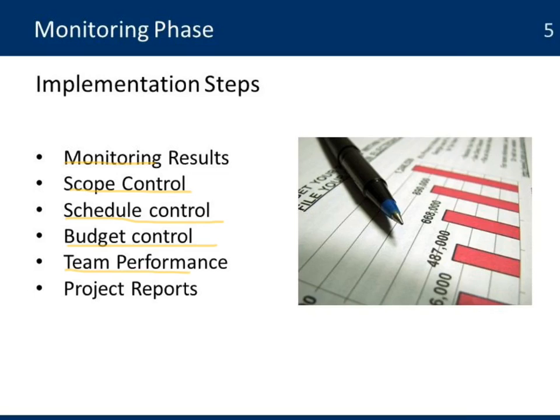You also look at team performance. These are the people who are doing the work, so make sure that they are having the right level of support, or they have the skills or the abilities or the tools needed to do their work. And finally, you produce all the reports to communicate with the different stakeholders in terms of the project, what it is doing, what the progress is, and how you're going to be managing some of those issues.